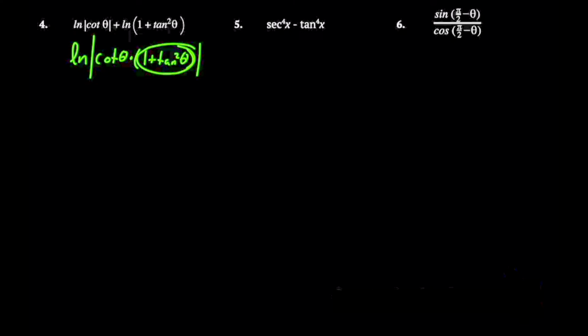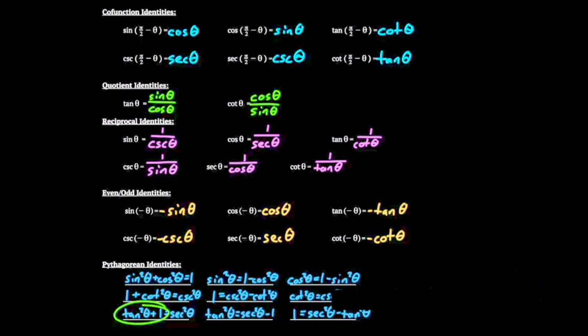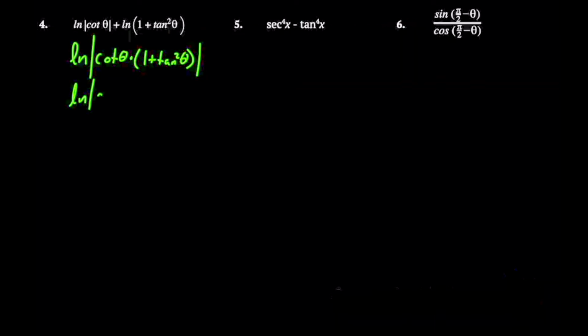Again, we have 1 plus tangent squared, and that seems a lot like a Pythagorean identity. Matter of fact, 1 plus tangent squared is the same thing as secant squared. So I'll rewrite this as natural log of cotangent of theta times, and then I'll just change this to secant squared of theta. And we might be able to go farther with this because we still have two different trig functions. Let's see if we can take this farther.